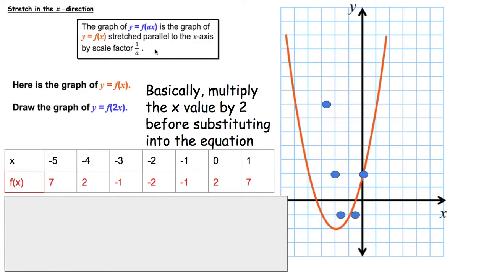Now this is stretched parallel to the x-axis, so it affects the x direction. But remember, this time it's a scale factor of 1 over a, and I'm going to do my best now to try and explain why that happens.